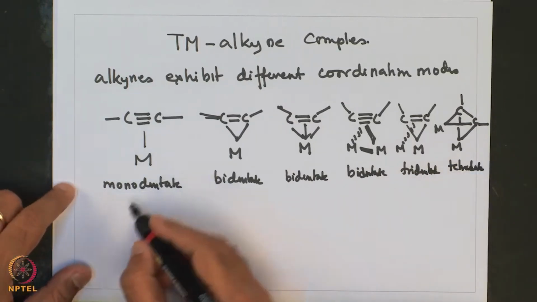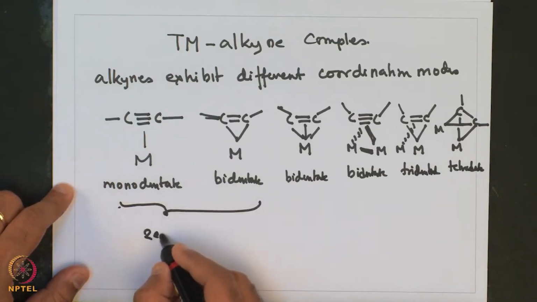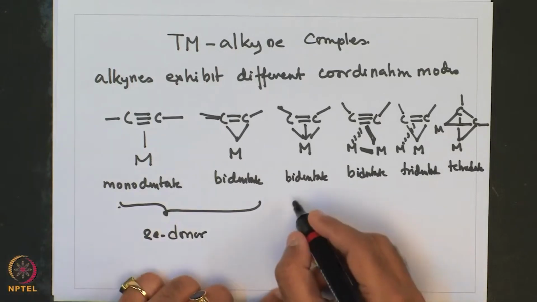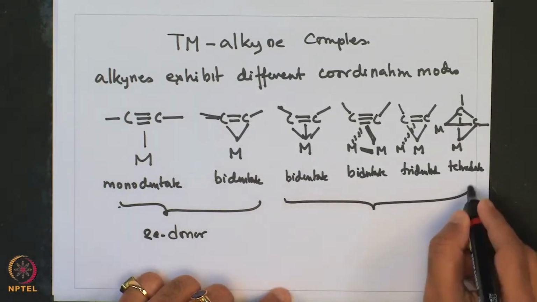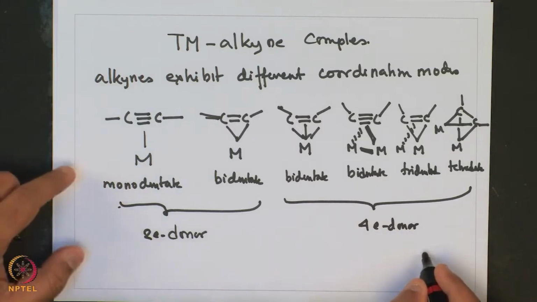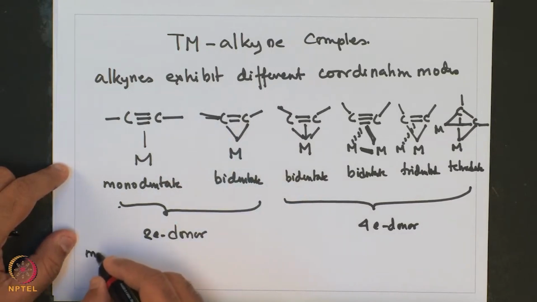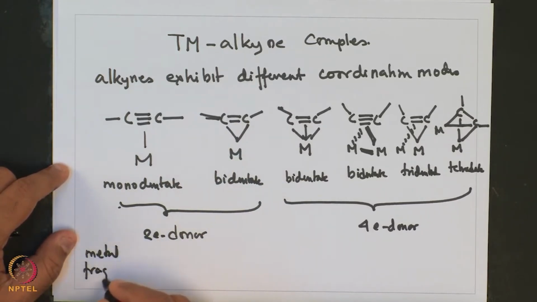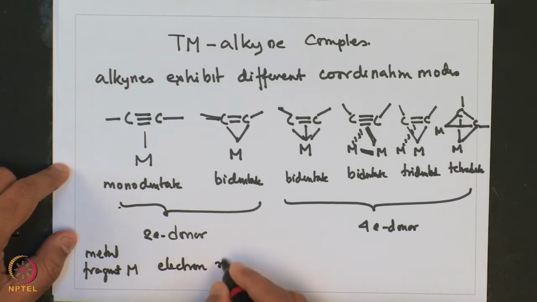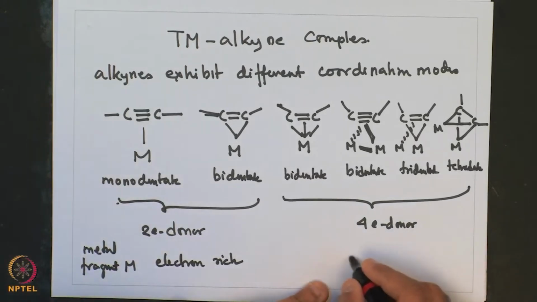of which these two are simple 2 electron donors and these are 4 electron donors. When it binds as a 2 electron donor, then the metal fragment M is electron rich, and when it binds as a 4 electron donor, then the metal fragment is electron poor.